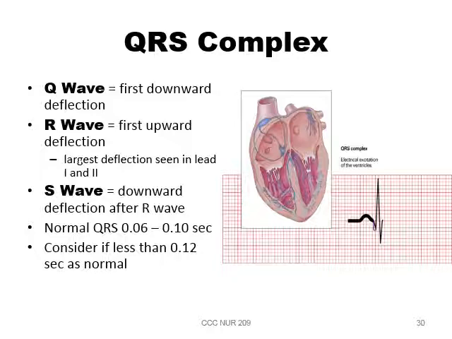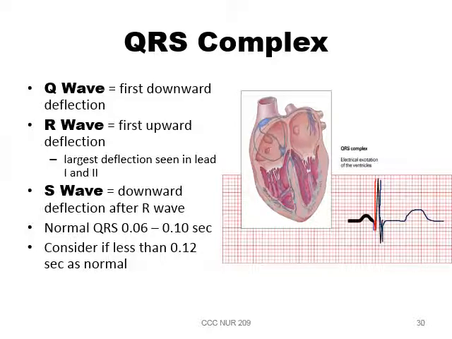Your first upward deflection is here, going from here to here. That is your R wave. Then your downward deflection is your S wave. And then it will come back up to what's called the isoelectric line, and then you'll have a T wave. Okay, so the QRS complex, basically, Q wave is your first downward deflection.